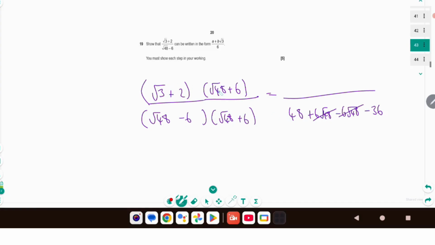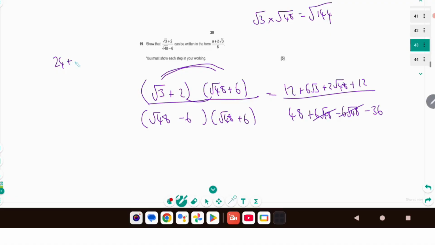And at the top, we've got to show all of your working out here. Root 3 times root 48. 3 times 48 is root 144, which is 12. And I'm going to have plus 6 root 3 plus 2 root 48 plus 12. Simplify the numerator. We get 24 plus 6 root 3.